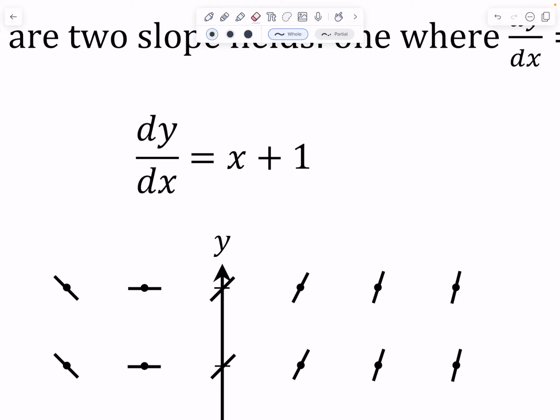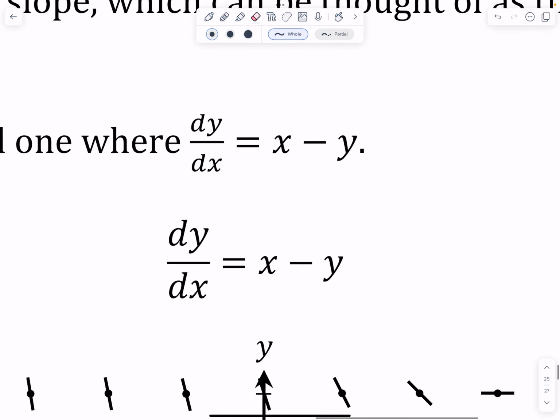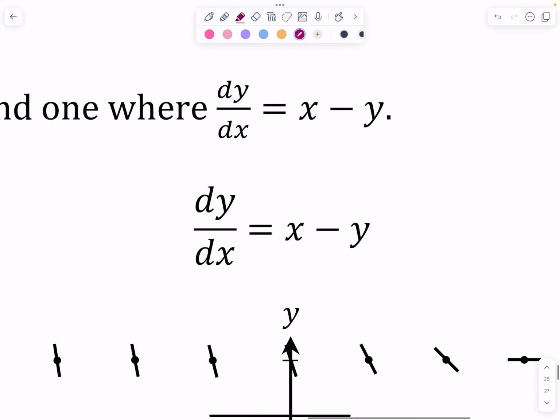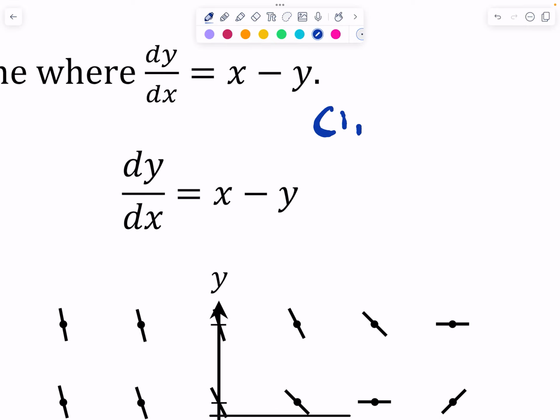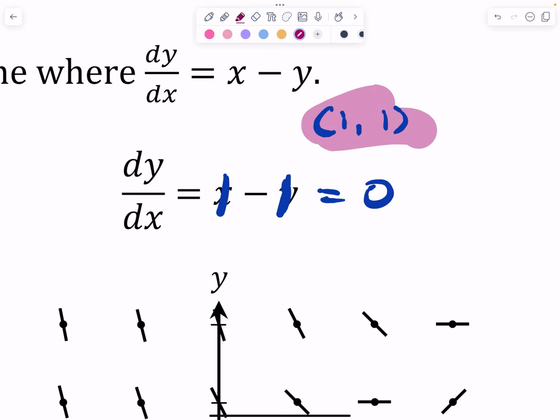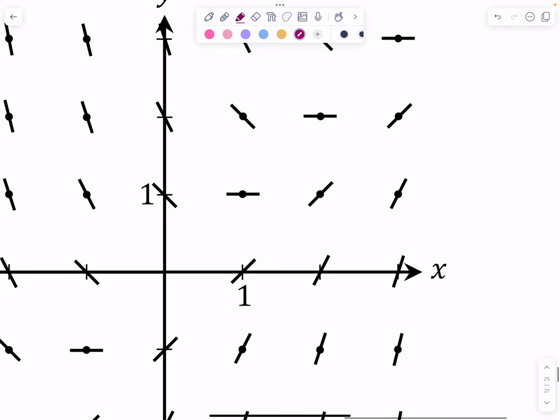So that one's based on dy/dx being x plus 1. This other one is actually based on x and y. So x and y are both involved in here. If we want the slope when we have the point 1, 1, well then x is 1, y is 1, and that slope is 0. So at the point 1, 1, we have a little tick with a slope of 0.